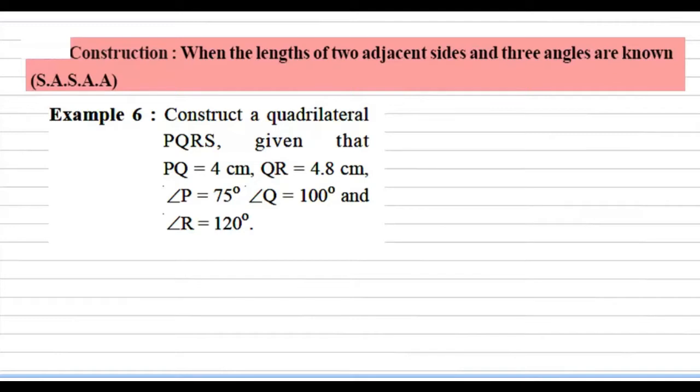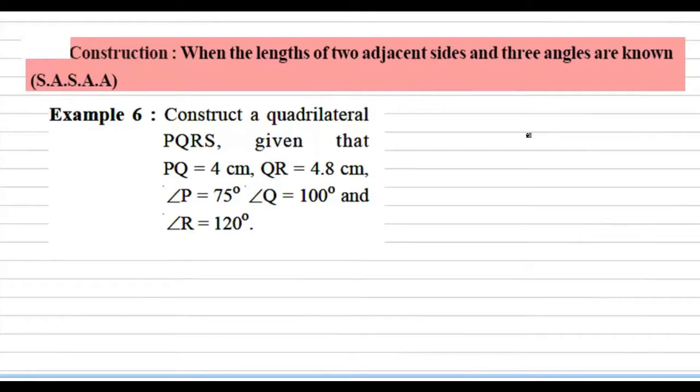I am your narrator. Now I am going to explain the construction of quadrilaterals when the lengths of two adjacent sides and three angles are known. That is S, A, S, A, A. We construct the quadrilaterals as before, but as many angles are involved in the construction, use a ruler and a compass for standard angles and a protractor for others.